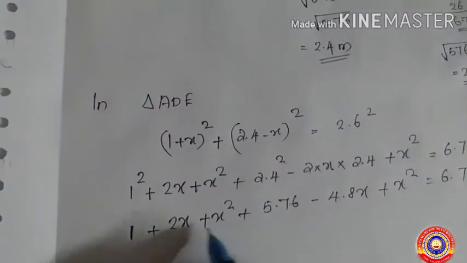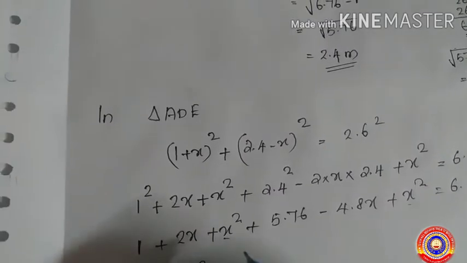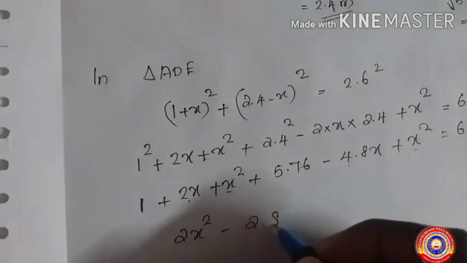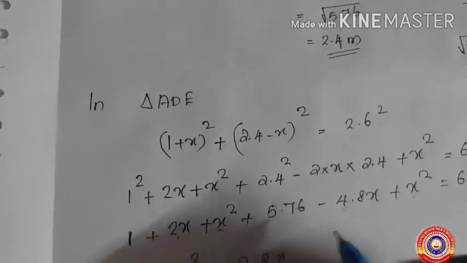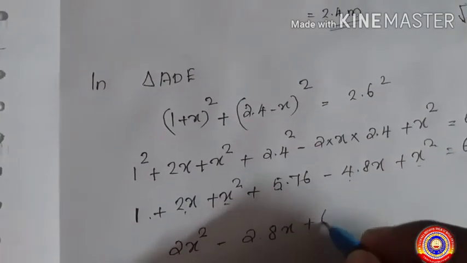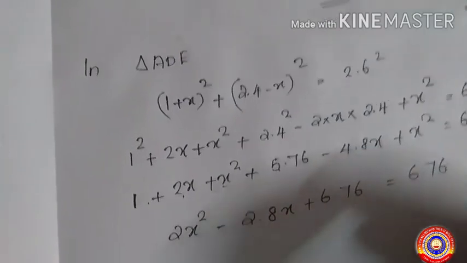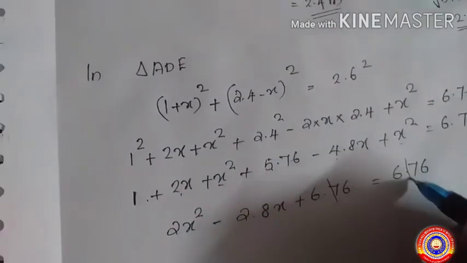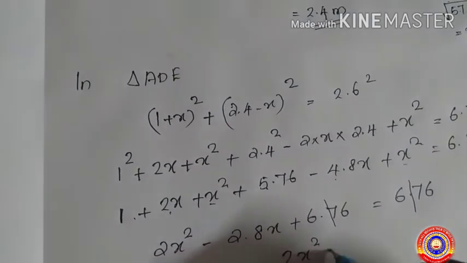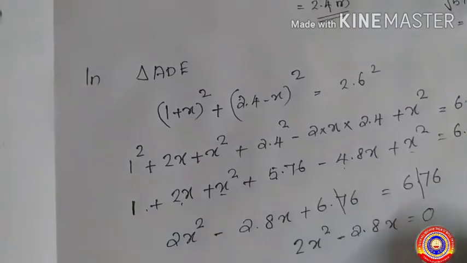6.76. So x square plus x square is 2x square. 2x minus 4.8x is minus 2.8x. 5.76 plus 1 equals 6.76. So both the sides have 6.76, and we have to cancel each other. 2x square minus 2.8x equals 0.